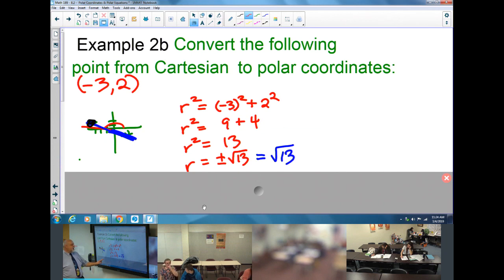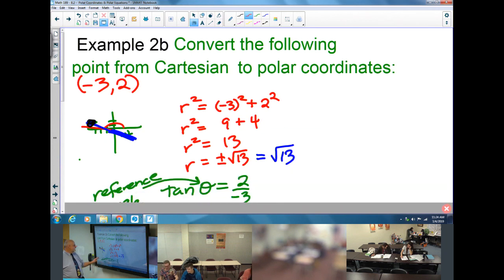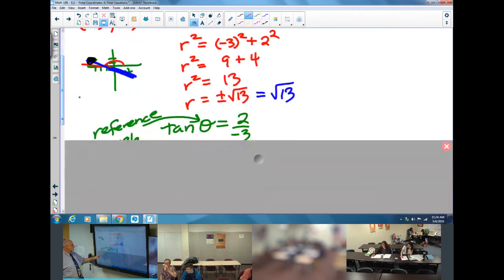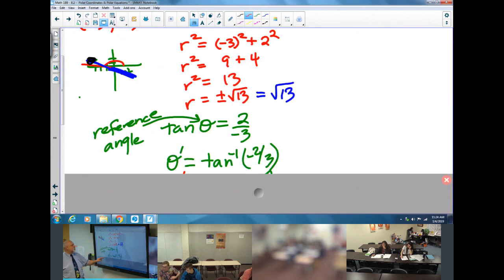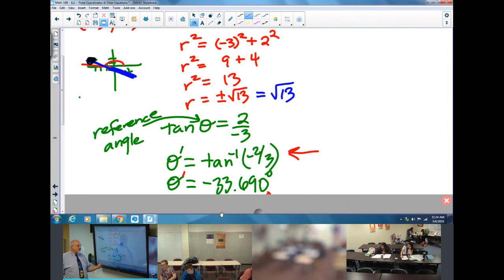Now, the theta is going to be, okay, I'm going to just use this formula right here. So theta prime is the inverse tangent of y over x, so negative 2 over 3. And you can just put that in the calculator because that's not one that's going to be on the unit circle. So you get theta prime is negative 33.690.